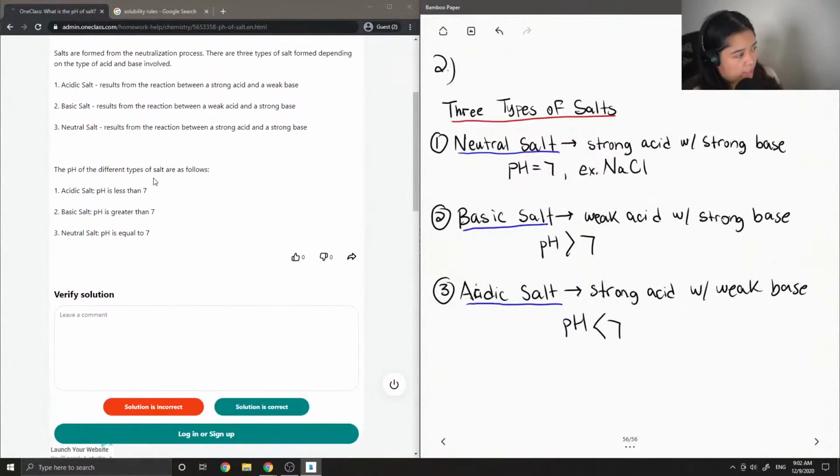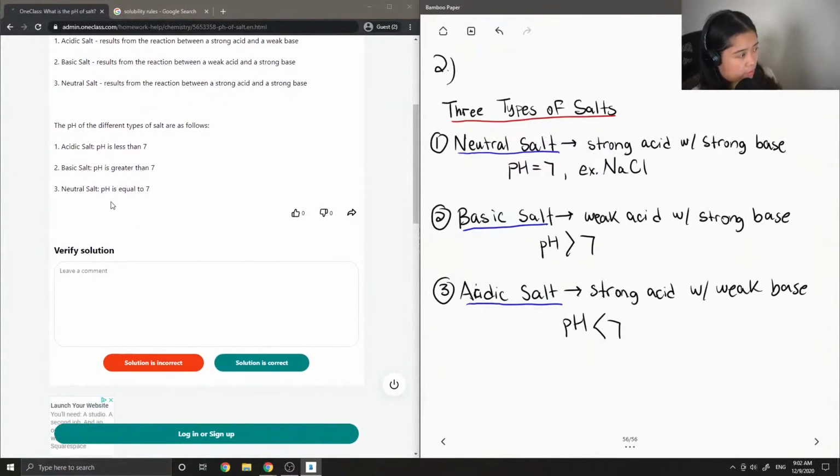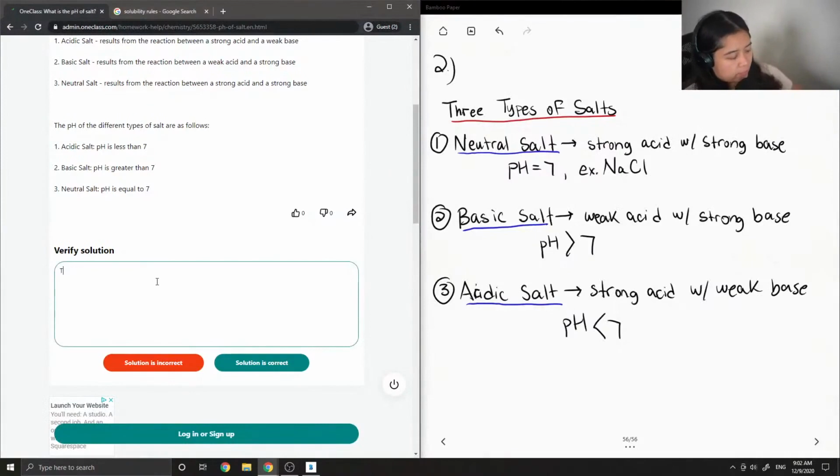pH of the different types of salts are as follows. Acidic salt, pH is less than 7. Basic salt, the pH is greater than 7. And lastly, for the neutral salt, the pH is equal to 7. Yep, so this solution is correct.